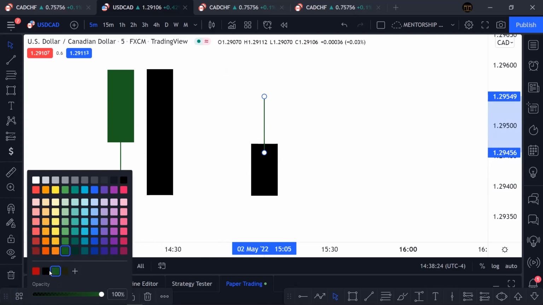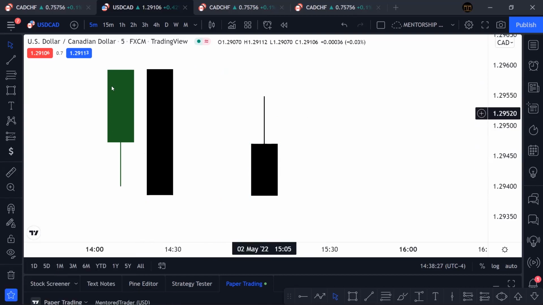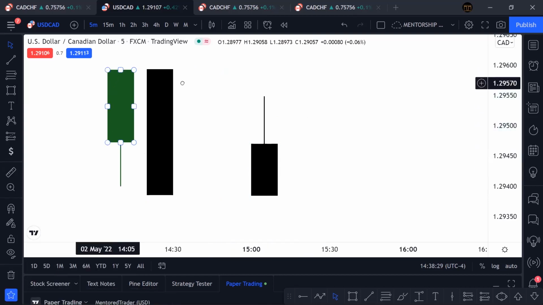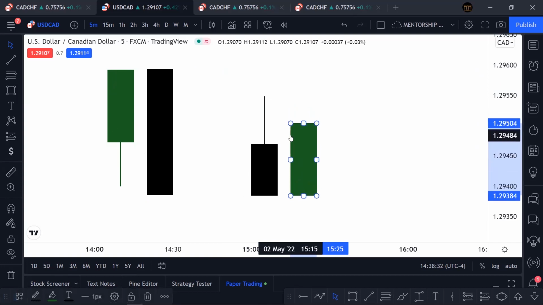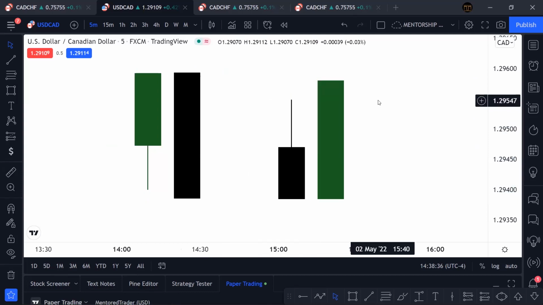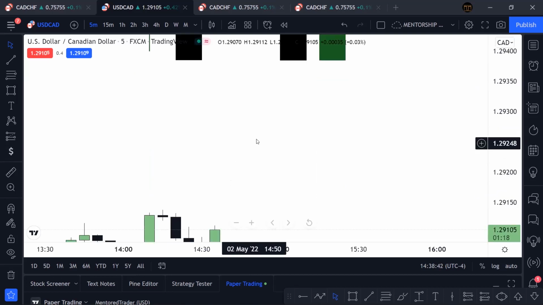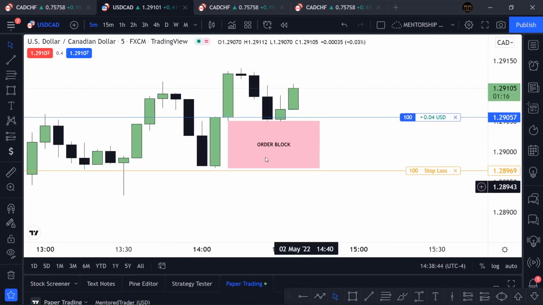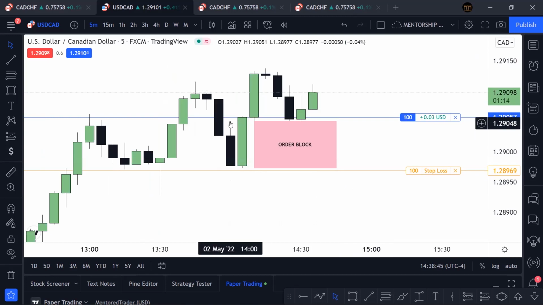A candle with a wick on top, engulfed by a bullish candle, for this to be an order block. What do I mean by engulf? I want to see a green candle close above this wick, just like you see on this screen here. A green candle close above that wick. This will be my order block.